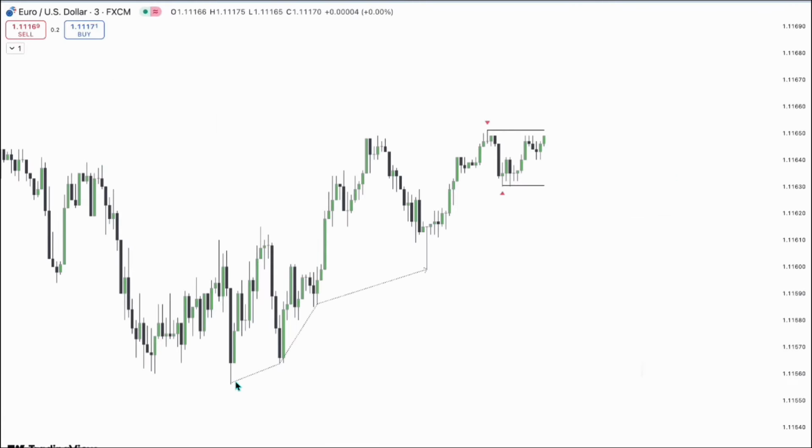Let's look at the first example using EURUSD on the 3-minute chart. We've got some smooth lows below that are likely to act as a liquidity draw. Above, we've got equal highs, and I'd like to see these taken out before the price moves downward. Let's see how this plays out.